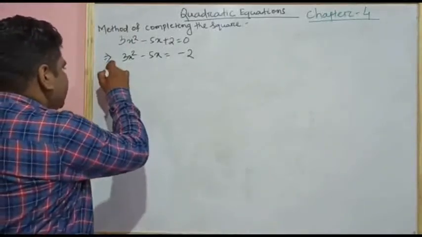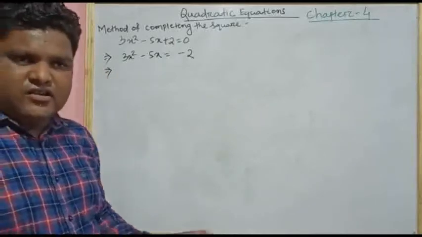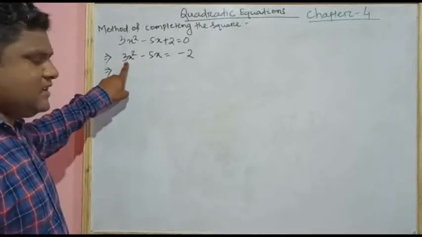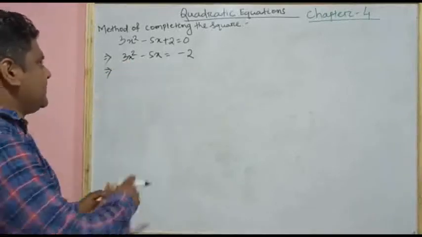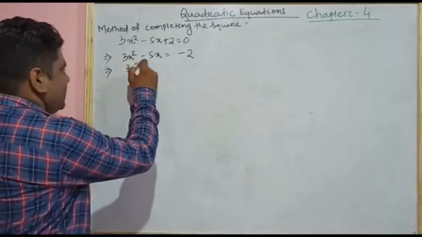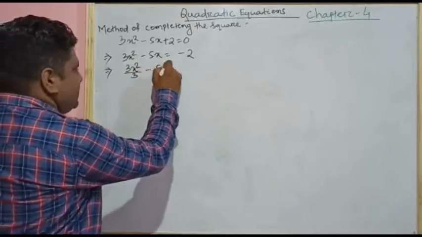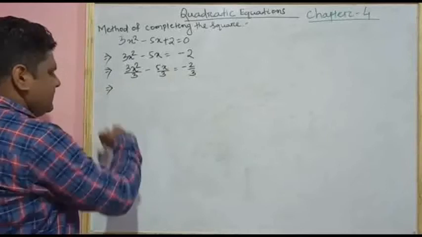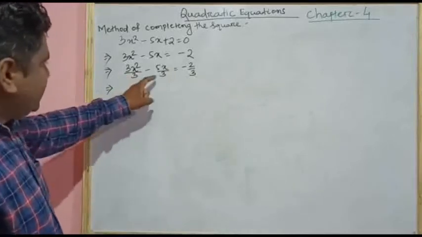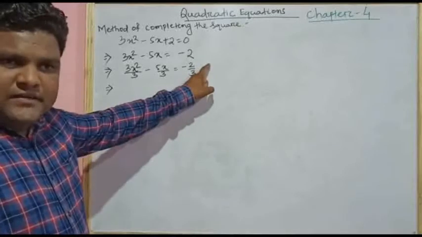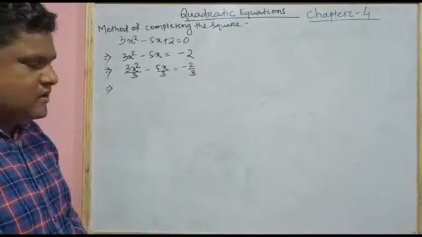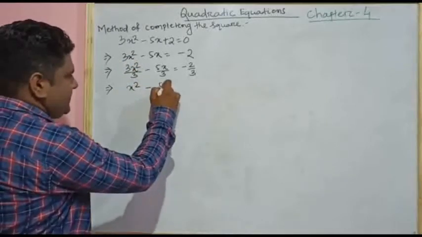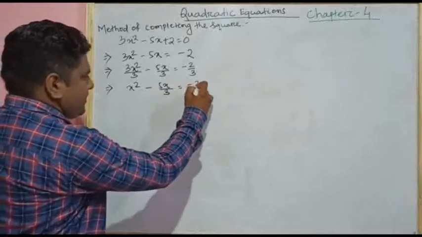Now the second step is, let's divide all terms by the coefficient of x square. Here the coefficient of x square is 3, so we have to divide all terms by 3. That is 3x square by 3 minus 5x by 3 equal to minus 2 by 3. Next step, if anything can be eliminated from the numerator and denominator, we will do that. So 3 and 3 can be eliminated. It will be x square minus 5x by 3 equal to minus 2 by 3.